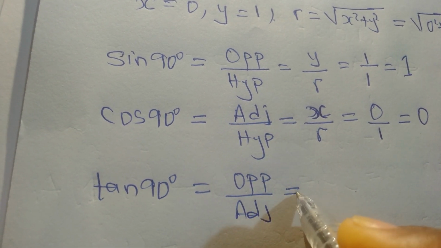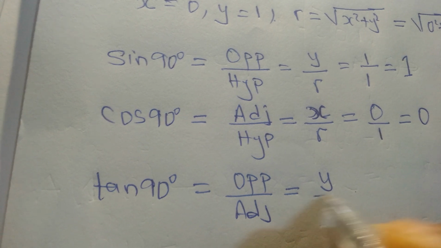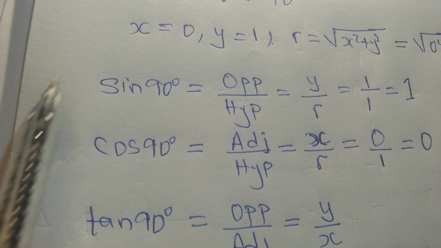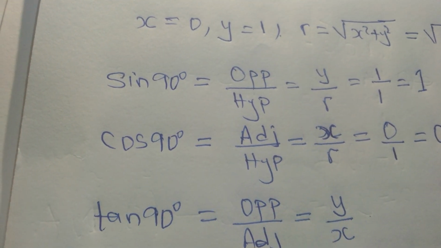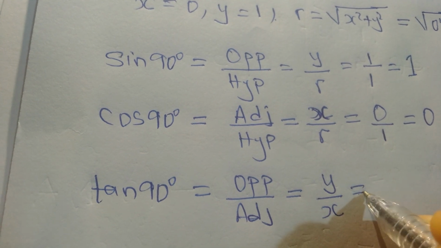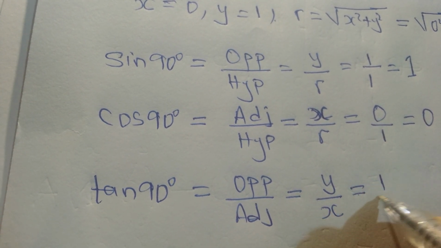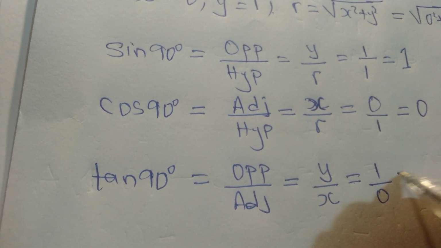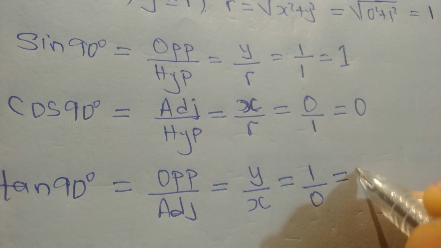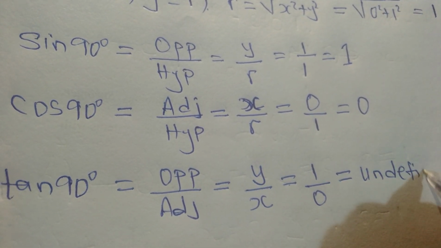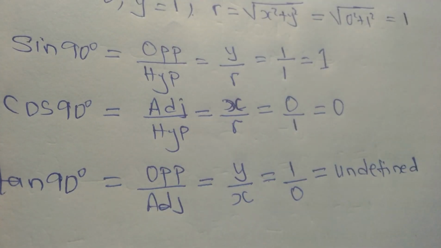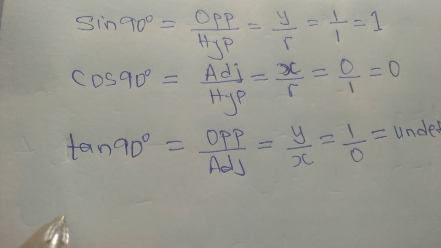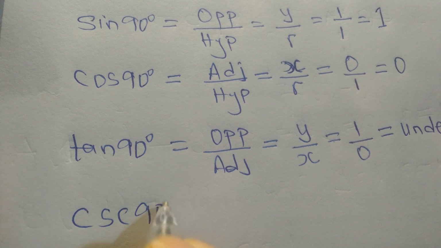And then tan 90 degrees, opposite over adjacent. Opposite is y, adjacent is x. Our y is 1 and our x is 0. So this gives us undefined.